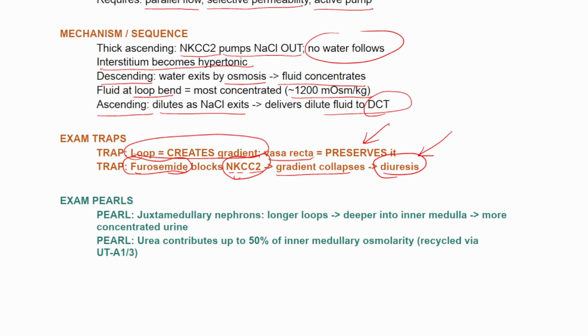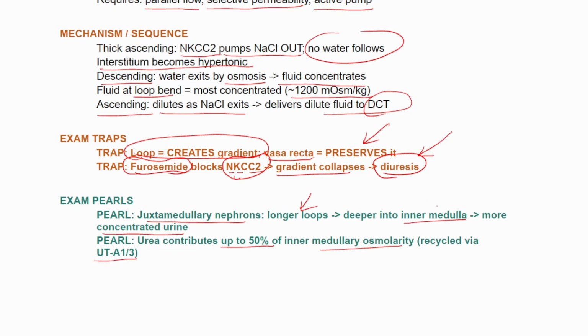It is important to note that juxtamedullary nephrons possess significantly longer loops of Henle that plunge much deeper into the inner medulla, enabling the production of highly concentrated urine. Furthermore, we must not overlook the role of urea, which contributes up to 50% of inner medullary osmolarity, as it is actively recycled via UT-A1 and UT-A3 transporters.